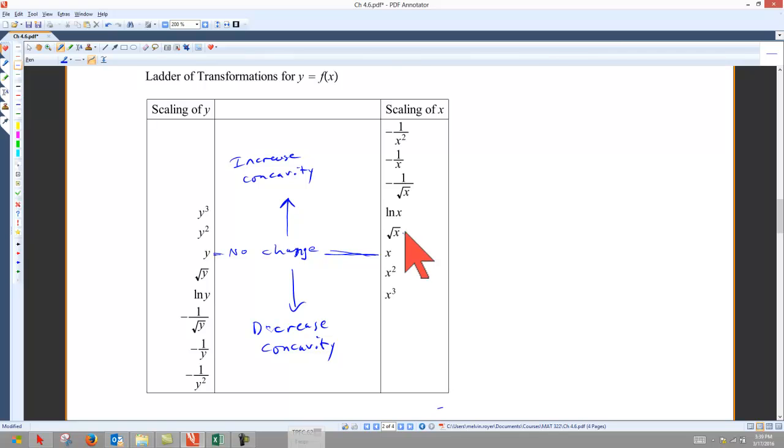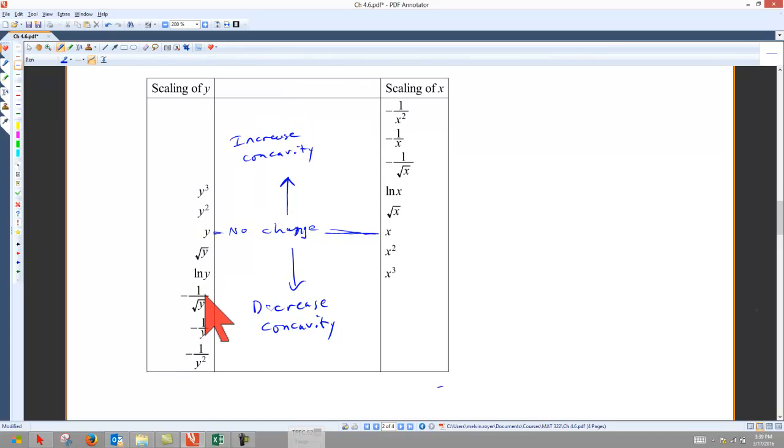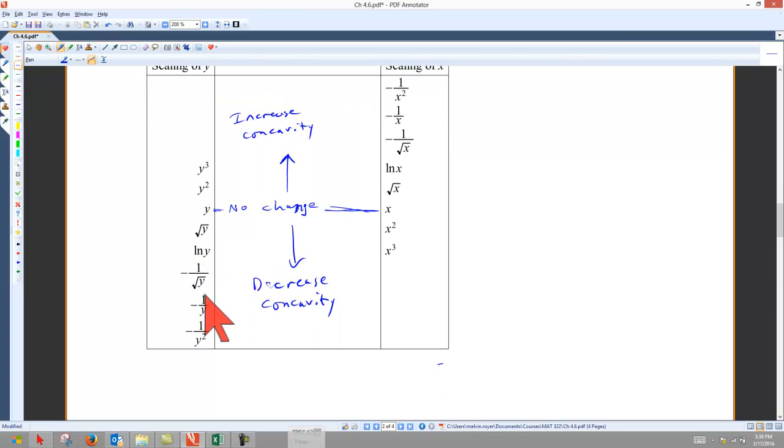So this is a ladder, and if you want to increase the concavity, a trial and error approach would be just go up rung by rung by rung and watch the concavity change, and when it gets as close to linear as possible, then you stop going up. Or if you want to go the other direction, you can start going down and doing either replacing x by something like x squared or x cubed, or conversely replacing y by something like square root of y, log y, and so on. So it's a trial and error approach. And let's see that in action.